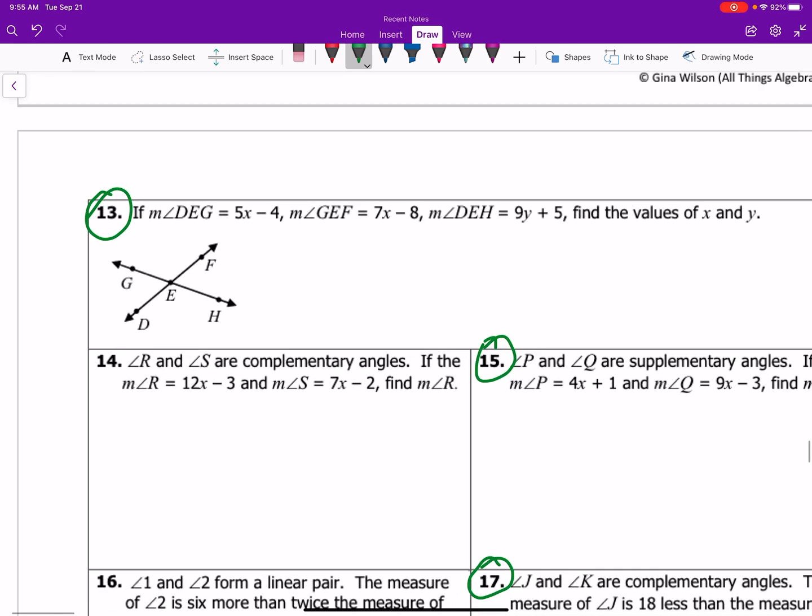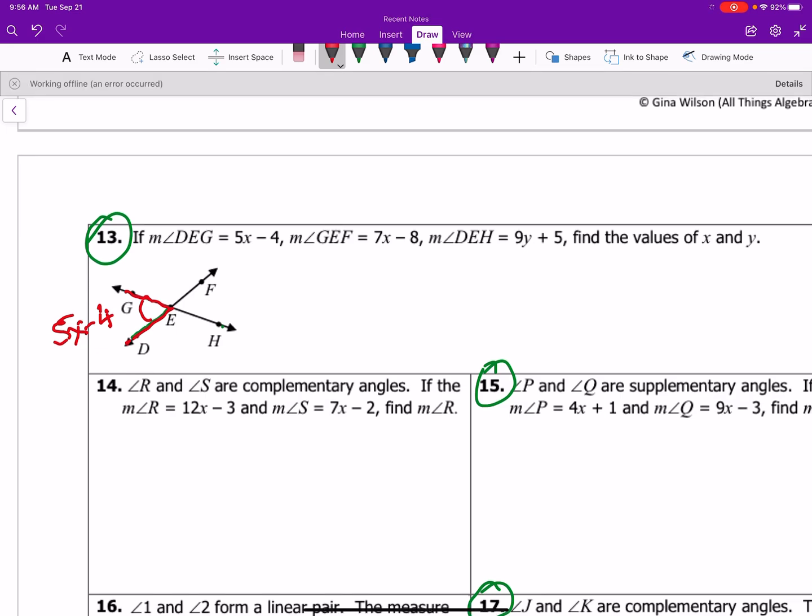You must read the question first and figure out what they are saying. They said DEG, so look for your DE, not H. Don't go wrong. So it's DEG. This angle is given as 5x minus 4. This is your way to determine it. You may or may not write it, but you know this angle. Then you see what data is given. This is this red angle, and then GEF.